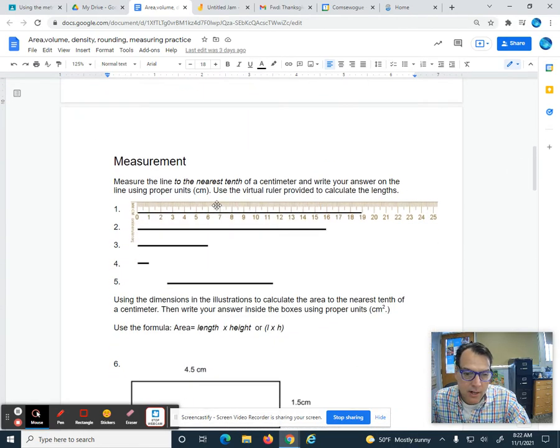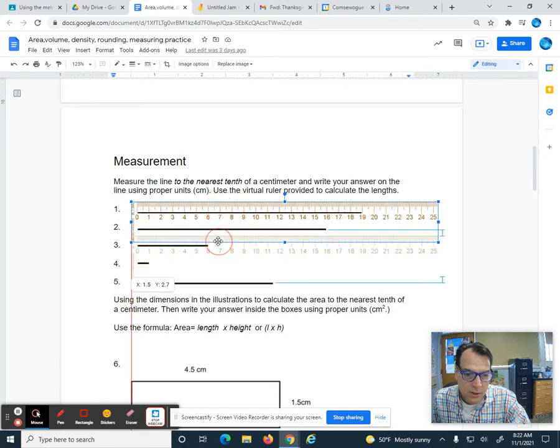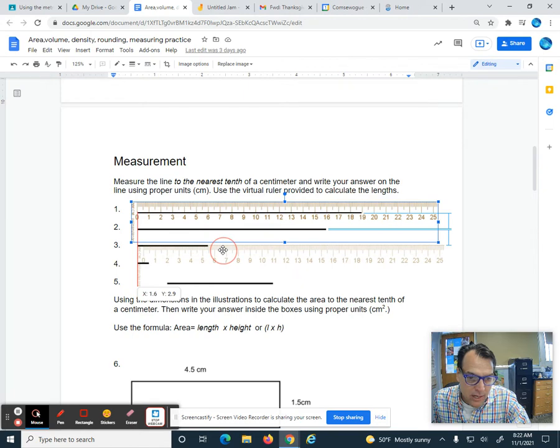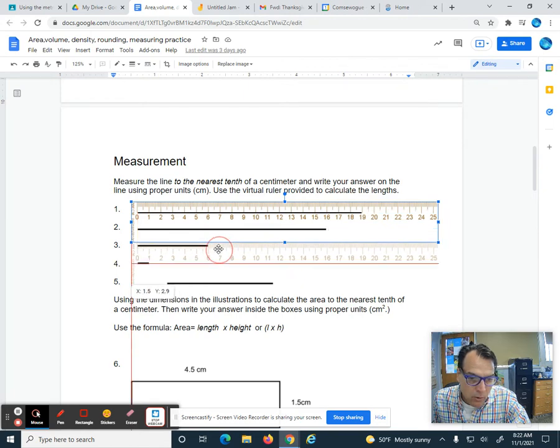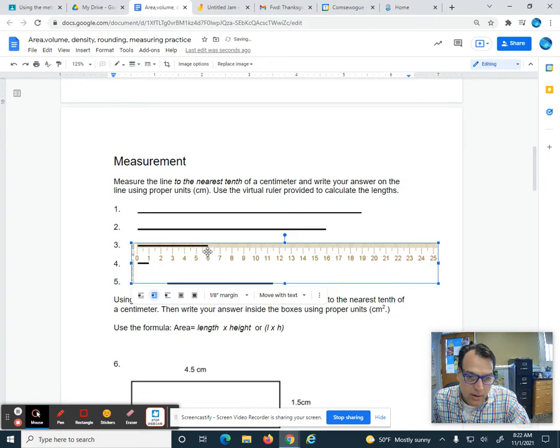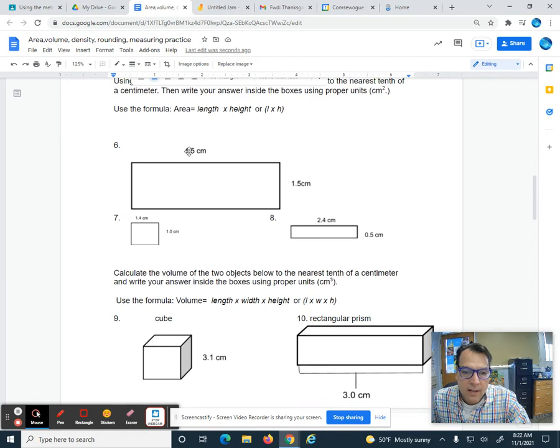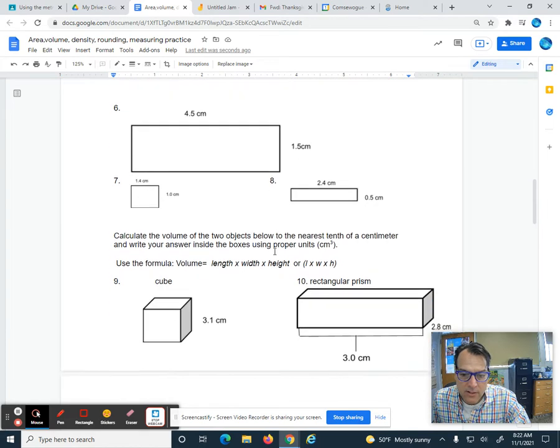So measurement, you're going to take this ruler. This ruler moves. Make sure you line up. Don't line up the edge of the ruler here, but you line up the edge of the ruler here. So the zero is right at the end. And measure the distances of the lines and record those distances. Then you have to calculate area, which is length times width. On these three examples, write the answers within the boxes.